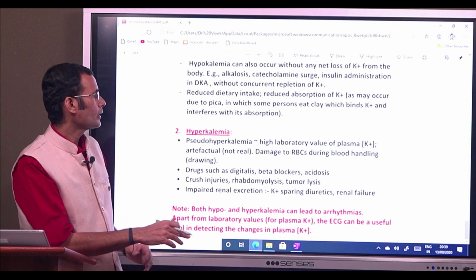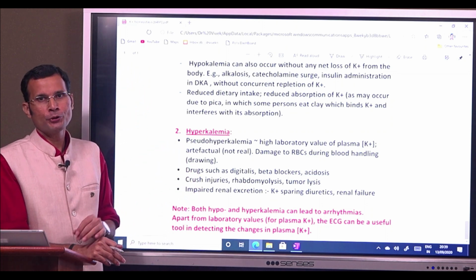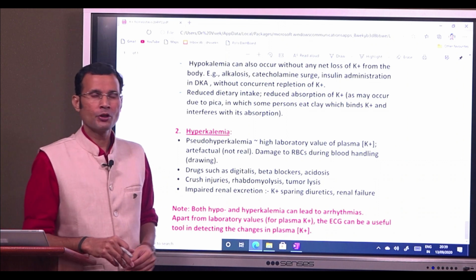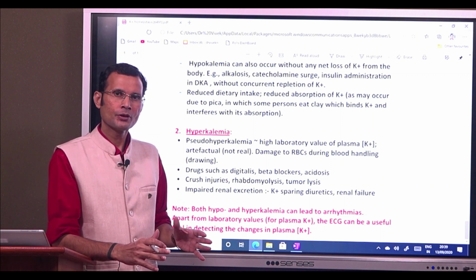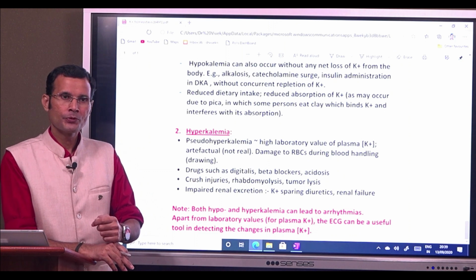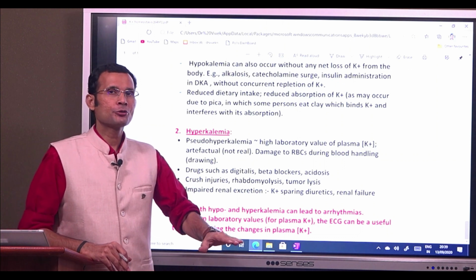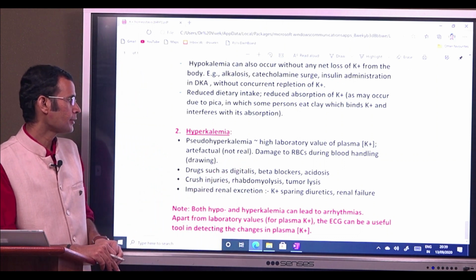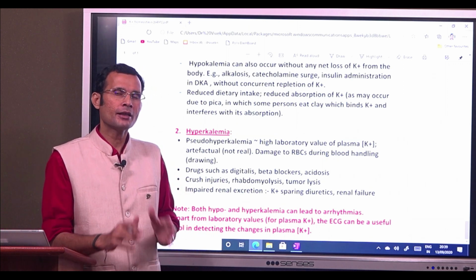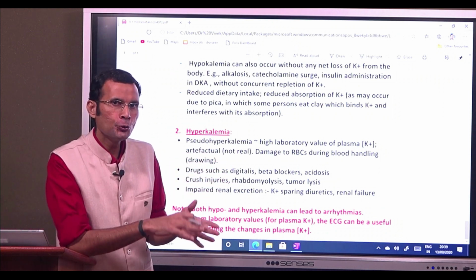Whereas hyperkalemia, on the other hand: pseudohyperkalemia, I already told you, is a high laboratory value of potassium, but it's pseudo, it's not real, because there is no real injury to the cells, there is no tissue trauma as such. Just while you are withdrawing blood, while you are handling the blood sample, there was damage to the RBCs and that has caused this. Or as I mentioned, rhabdomyolysis. Myo is muscle, rhabdomyolysis.